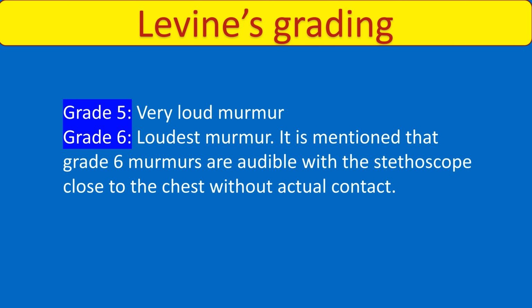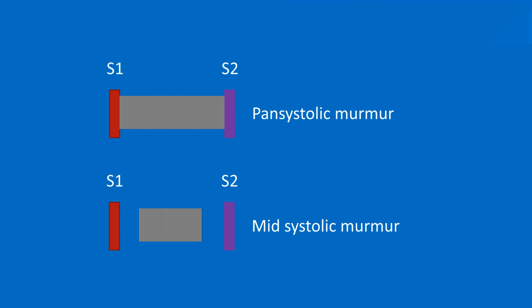Grade 5, very loud murmur. Grade 6, loudest murmur. It is mentioned that grade 6 murmurs are audible with the stethoscope close to the chest without actual contact. A murmur which extends throughout the systole is called pansystolic murmur, also known as hollow systolic murmur. Important pansystolic murmurs are those due to mitral and tricuspid regurgitation and that of a ventricular septal defect.